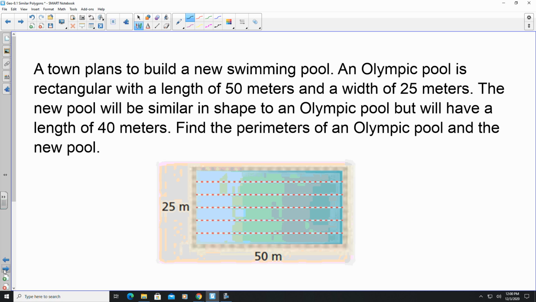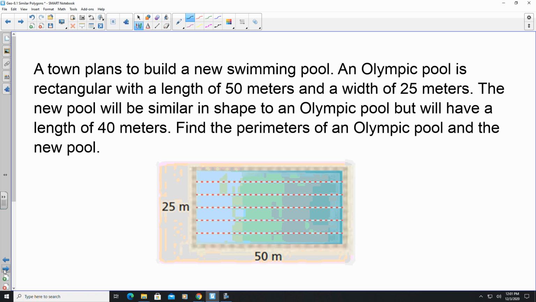So here it states that a town plans to build a new swimming pool. An Olympic pool is rectangular with a length of 50 meters and a width of 25 meters. The new pool will be similar in shape to an Olympic pool, but will have a length of 40 meters, and they want you to find the perimeters of an Olympic pool and the new pool.